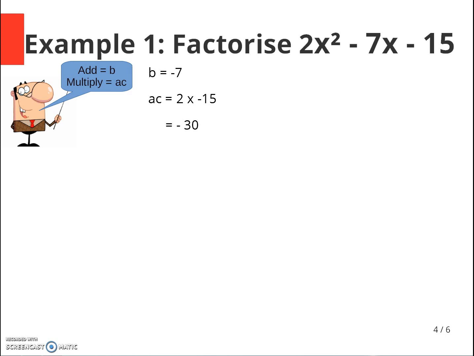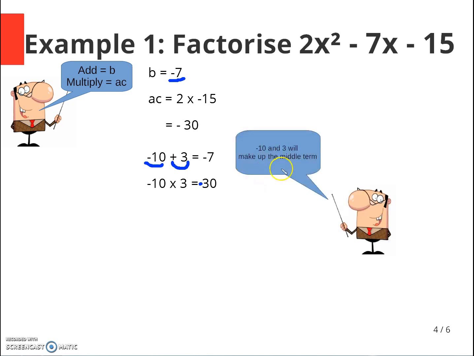Welcome back. Hopefully you've given it a go. So let's push on through with example 1. The two magic numbers that we have here are negative 10 and positive 3, because negative 10 plus 3 gives us negative 7, and negative 10 times positive 3 gives us negative 30. Negative 10 and positive 3 are going to be our middle terms, and I'll show you how.